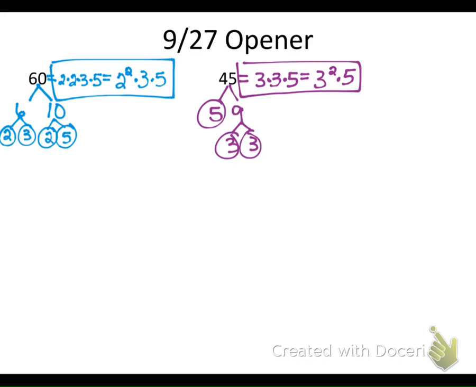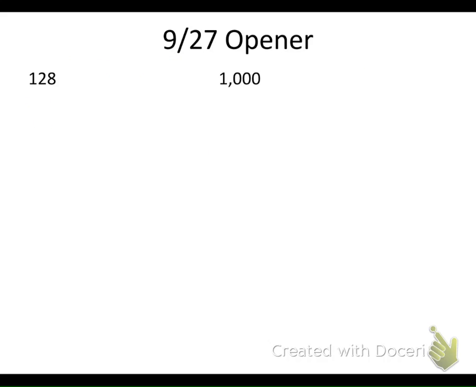Any questions on those first two? Now, how do you get the third? We're getting there. All right, let's look at the next two. So Isaiah had a really good question. Well, now we're working with a larger number. The number is 128.